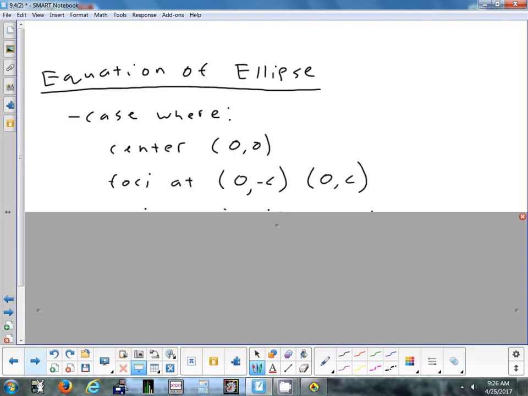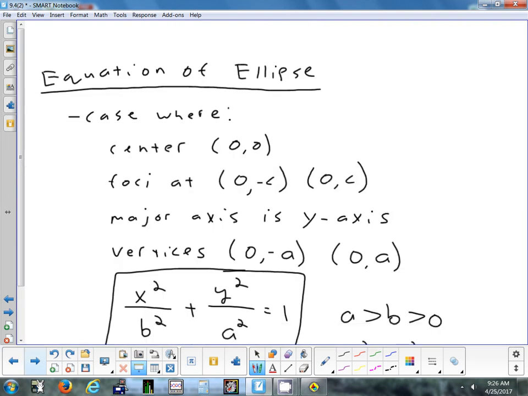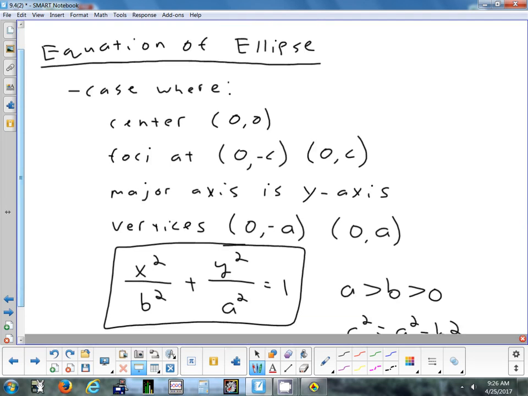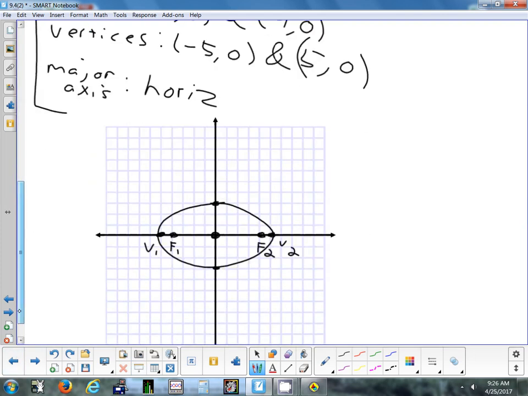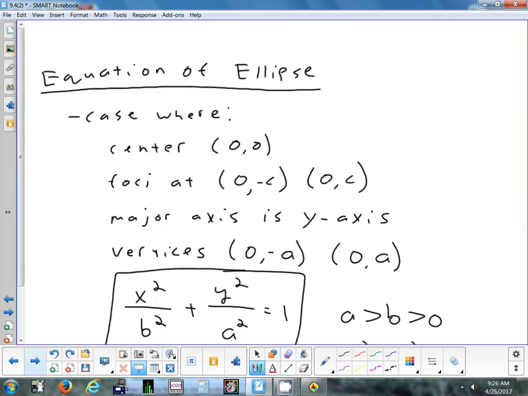Okay, let's try the equation now where the major axis is vertical. So really the only thing that happens in the equation is A and B switch places. The center is still at the origin, but notice here your foci and your vertices are going to line up vertically now. So if you look at this problem, they were all in a horizontal line: V1, F1, F2, V2. Now they're going to be more like this. Vertical.